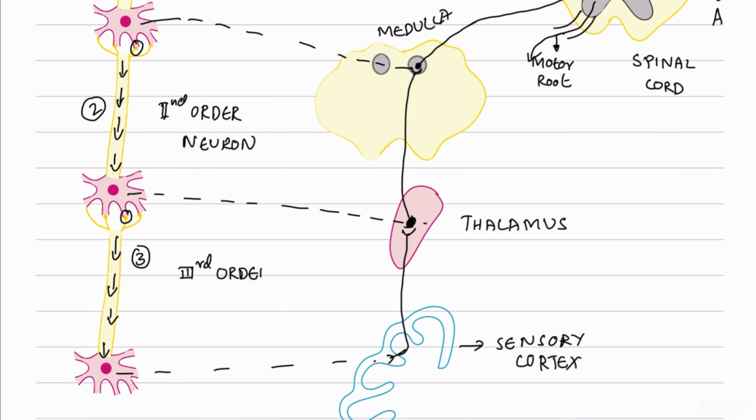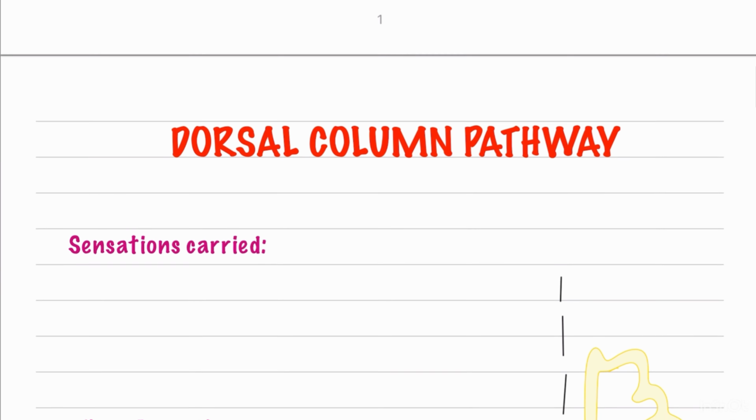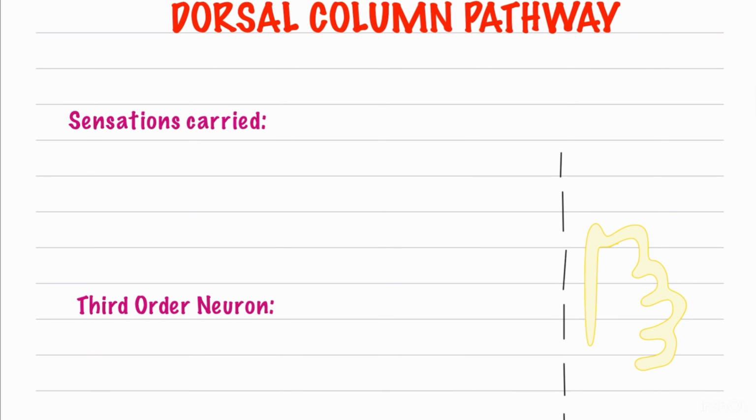This concept of order of neurons is very important, and it is applicable to all the tracts we'll learn in further videos. That's just an introduction, and now we go into our actual topic proper. So what is the dorsal column pathway?